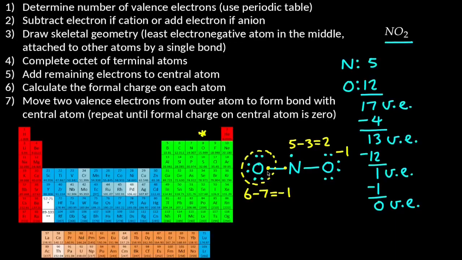So what we can do here is take 2 valence electrons from oxygen and use them to assign a bond to the nitrogen. And now we'll recalculate the formal charge where the electrons are shared equally between the atoms in the bond. So now the oxygen has a formal charge of 0, and the nitrogen has a formal charge of 1.